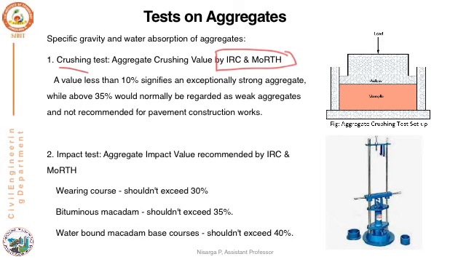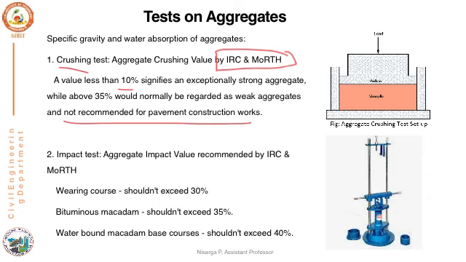The first is the crushing test. We will test the aggregate for the aggregate crushing value using the crushing test, which will determine the strength of the aggregate. As the test result, if you get less than 10%, it signifies that aggregates are strong, while above 35% is normally regarded as weak aggregates, and aggregates with an aggregate crushing value above 35 percent are not recommended in the pavement construction work.